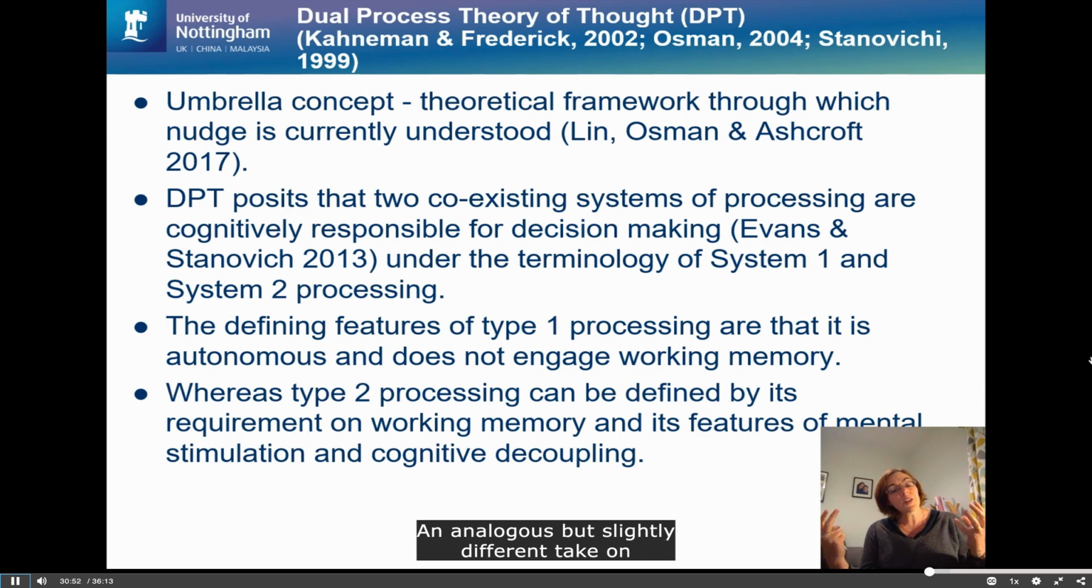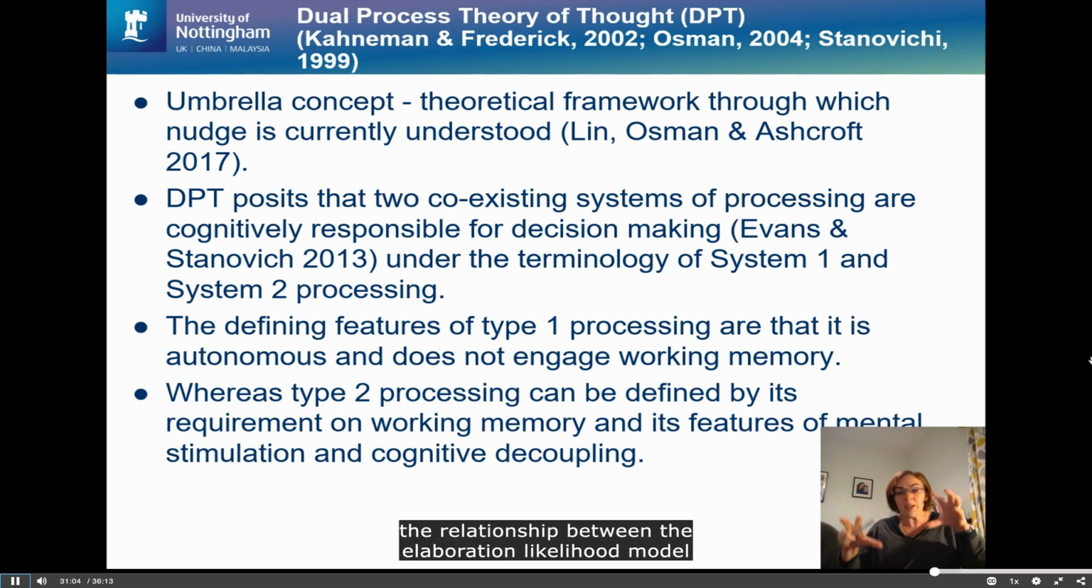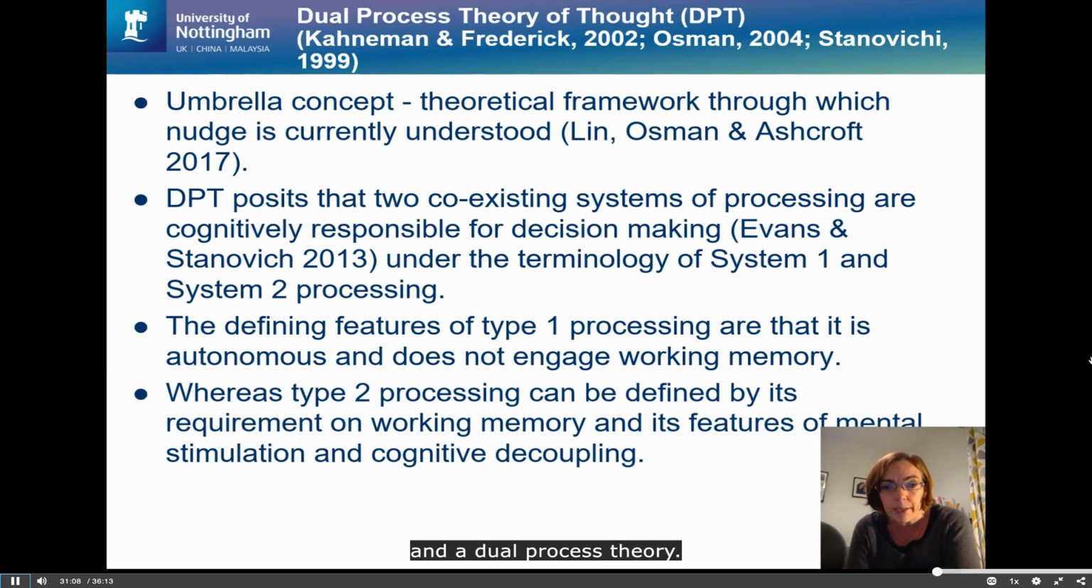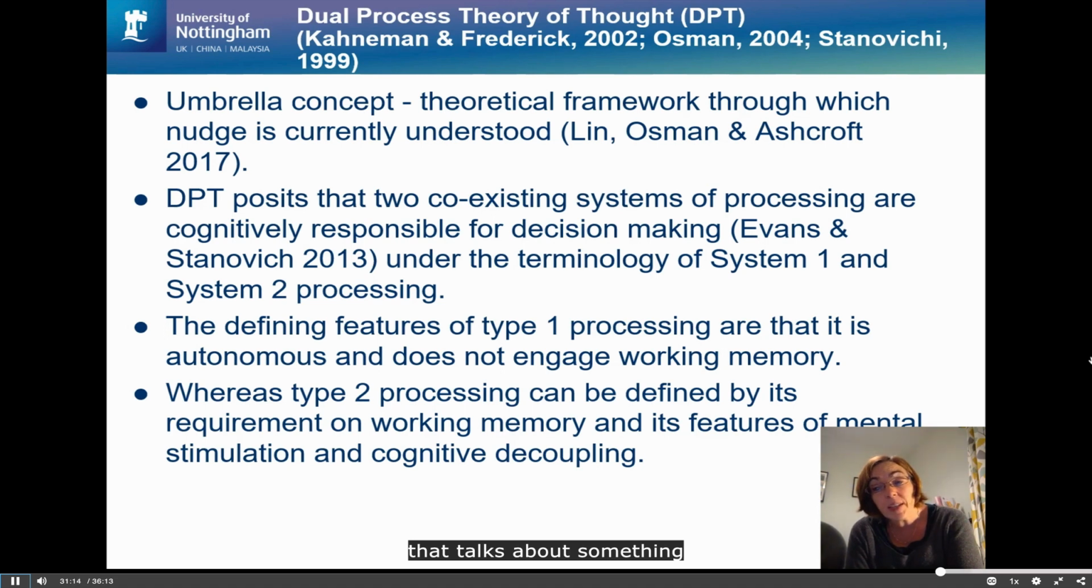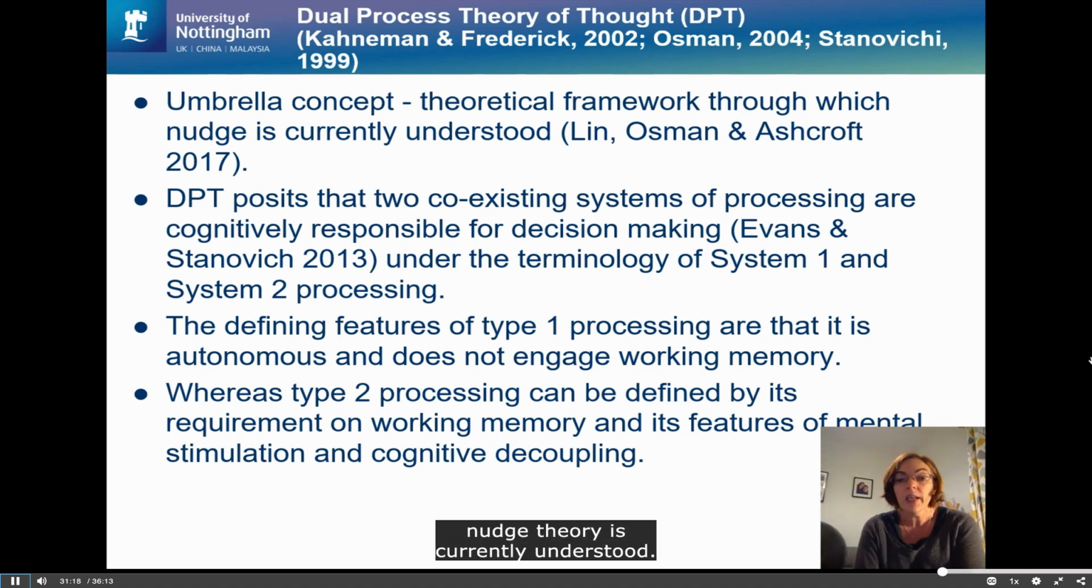An analogous but slightly different take on these different types of processing is what's called the dual process theory of thought. And I'm going to go through this and then I'm going to show you quite a nice diagram that shows the relationship between the elaboration likelihood model and dual process theory. Dual process theory is a bit of an umbrella concept through which what we talk about as nudge theory is currently understood.